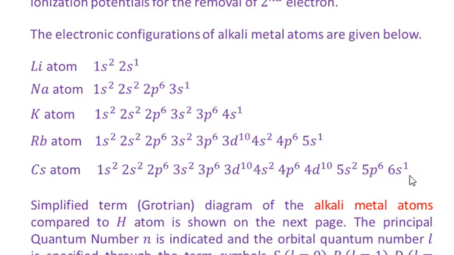So you see that the alkali metal atoms have one outermost electron, which is labeled as the 2s, 3s, 4s, 5s, and 6s electron respectively in the series of alkali metal atoms. That is, the outermost electron is the s electron.